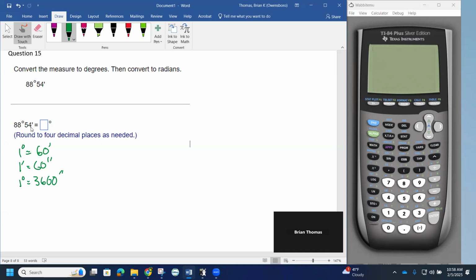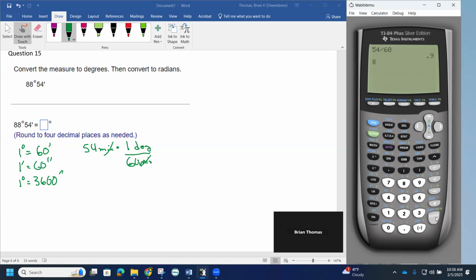So it looks like all we have to do is convert minutes to degrees. So 54 minutes, if we multiply by the conversion factor, since we want degrees, we want the 1 degree on the top, and 60 minutes on the bottom. What we're converting to goes on the top, so the minutes divide out. So basically, this is going to be 54 divided by 60.